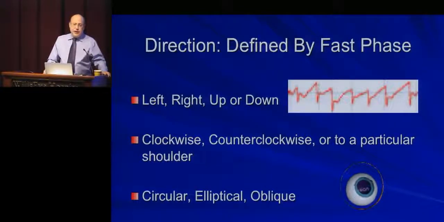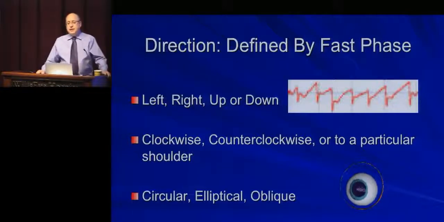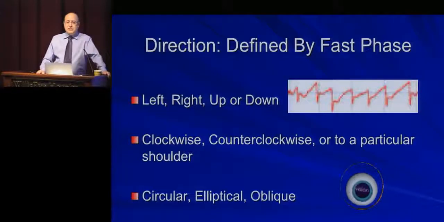And even though the abnormality is the slow phase, which causes the eyes to drift, the direction of nystagmus is defined by the fast phase. So if there's a fast phase to the right, it's right beating nystagmus. We want to say, is it left beating, right beating, up beating, or down beating if it's a jerk nystagmus?